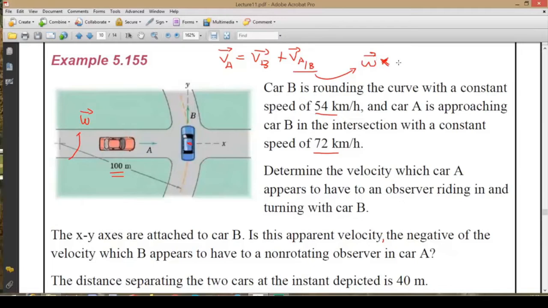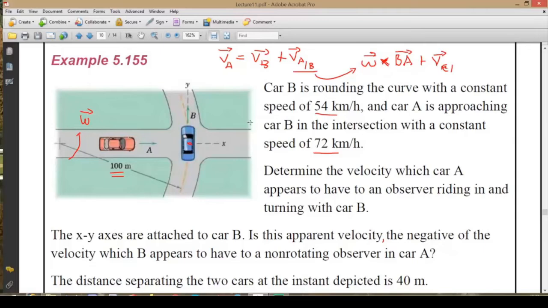In the k direction. Cross product, the distance from B to A, plus the relative velocity of A as it is measured with respect to this frame. Okay, this is one of the equations that we could write because this frame of xy is rotating. We have this extra term.